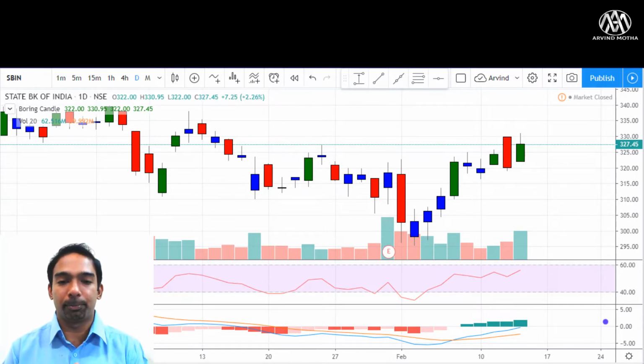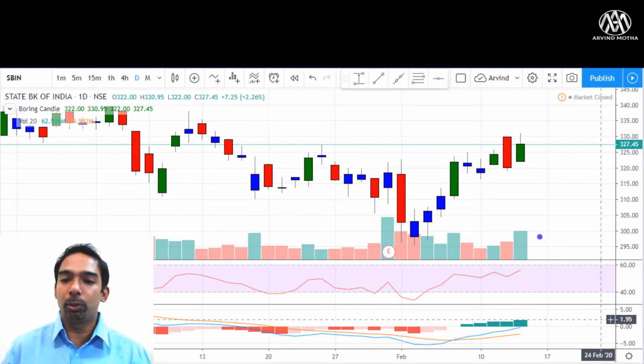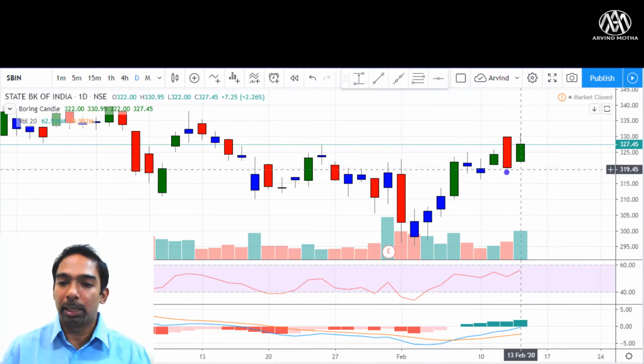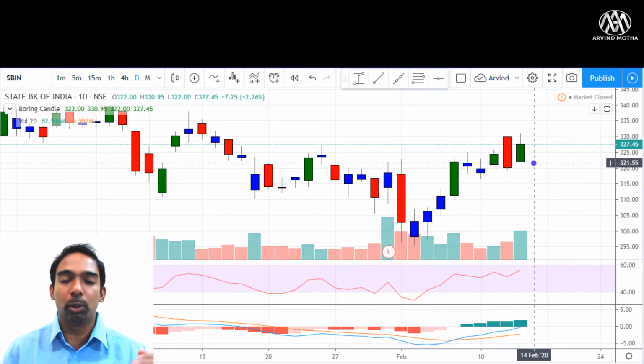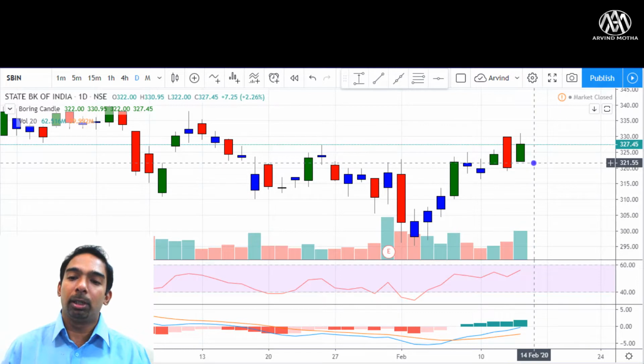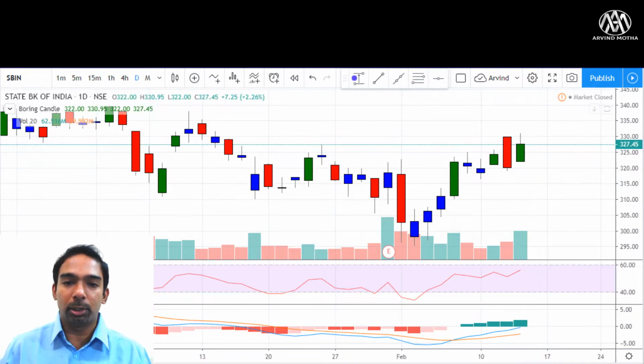So we'll see that. In SBI Bank, I'm currently on the daily chart in TradingView. You can see SBI Bank was bearish yesterday and it turned bullish today, Feb 13th. This is forming a piercing bullish pattern, and most likely this indicates the price will be going up.